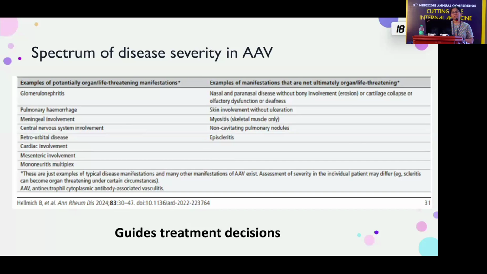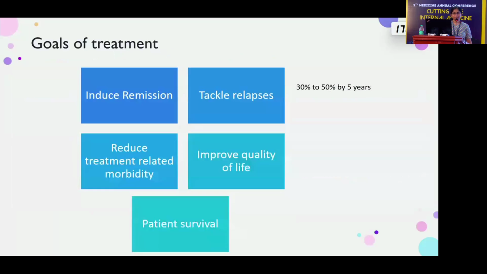The other manifestations are nasal disease, skin manifestations, skeletal muscle involvement alone, pulmonary involvement in the form of non-cavitating pulmonary nodules, so not the pulmonary hemorrhage. Pulmonary hemorrhage comes in the severe disease, and episcleritis. So these are considered as the non-organ or life-threatening manifestations, and they have to be treated in a similar way. So what are the goals of treatment?